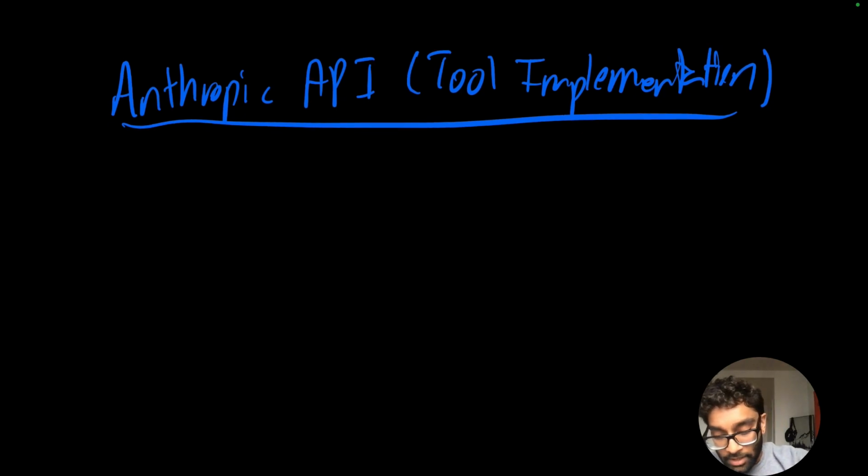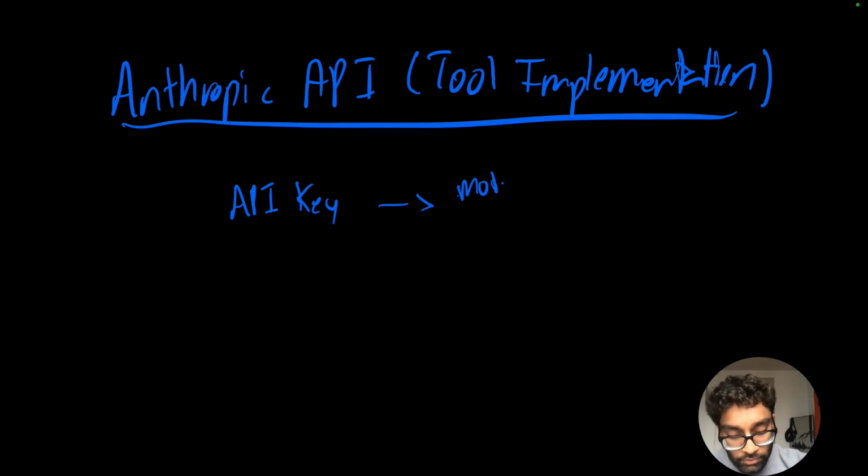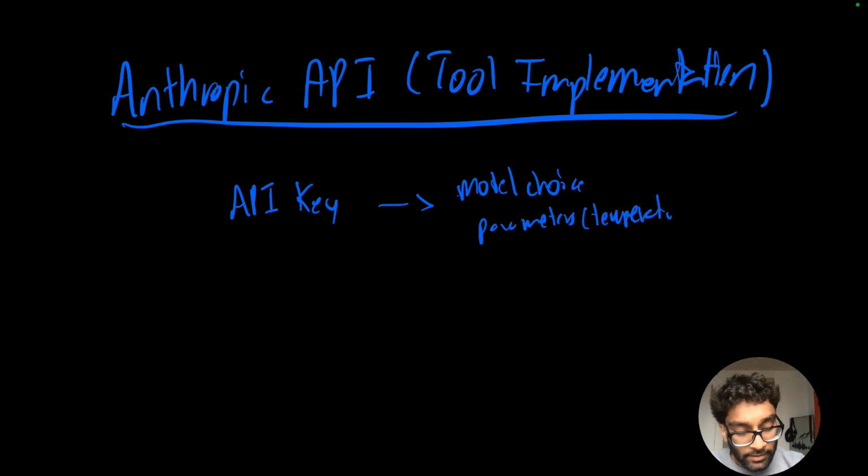With the Anthropic API, very similar to using something like OpenAI or something of that sort, you'll get started off with the API key and then just a simple API call where you have your model choice and then any different parameters that you might be working with. You can think of this as temperature, whatever else it is that you might be playing around with. So the same standard stuff there.